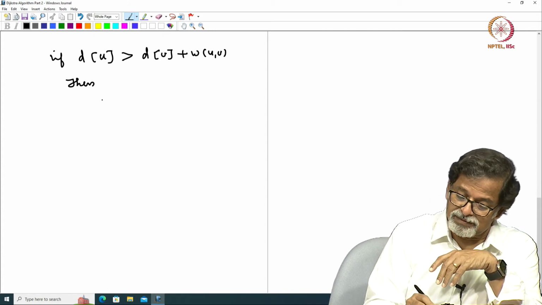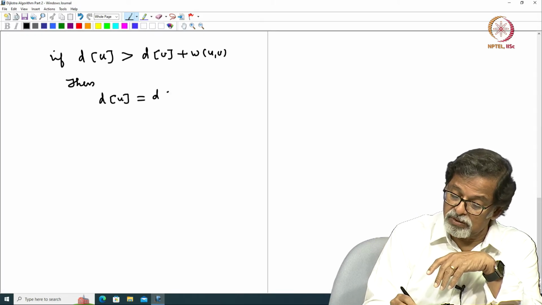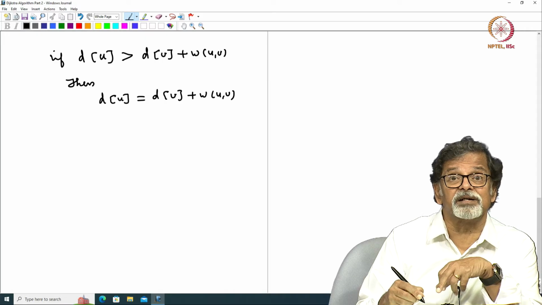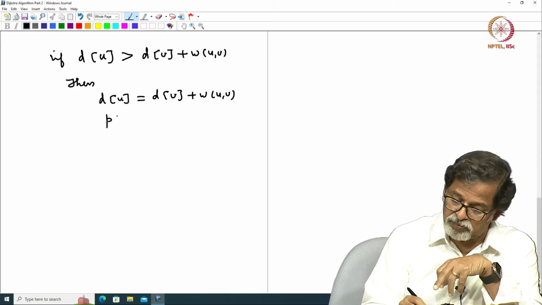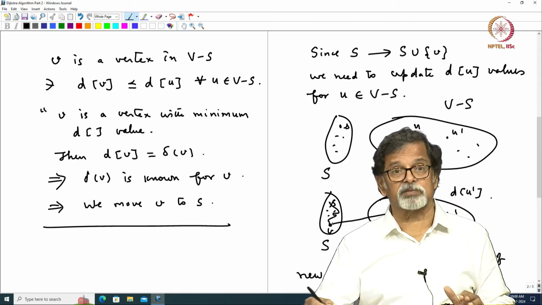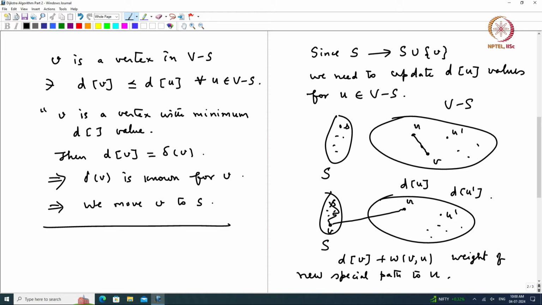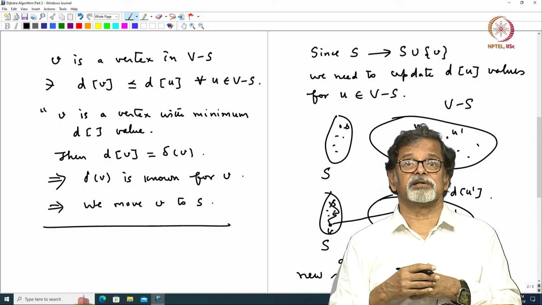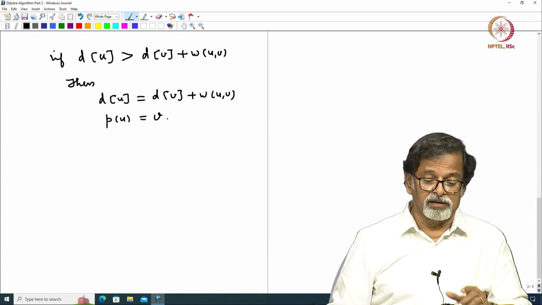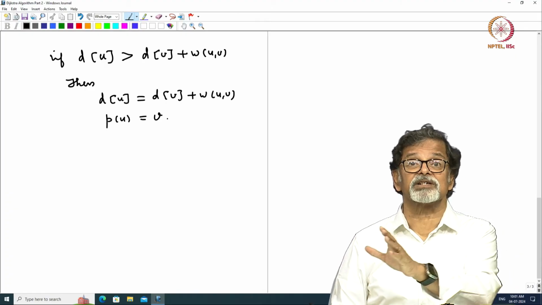Then d of u is updated to d of v plus w of uv, and now this is the updated shortest special path, so previous of u equals v. You can see that this is the previous vertex to u. In this picture u is attached with v. Earlier some other path was defining the minimum, and that might be the previous vertex. Now this path is defining the shortest special path, therefore previous of u is v, right. This I have to do only for neighbors of v.